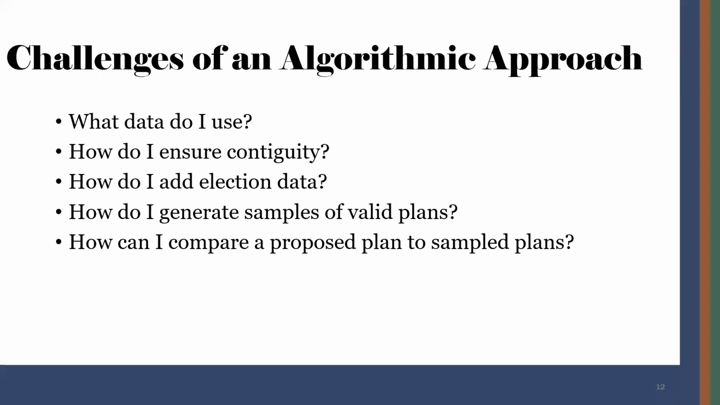How do we think about things like contiguity? Places like Hawaii are a mess, right? Because they're islands. Places like Alaska similarly have islands, but actually have a much cleaner approach to how you deal with them. Election data is often on different shapes than the Census Bureau's shapes that are going to be used to draw the districts. How do we generate those samples? So what tools do we have for that? And then once we've done all that, how do we actually compare this plan to some of the sample plans?